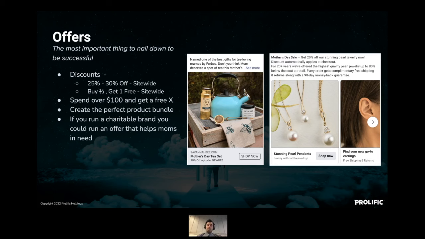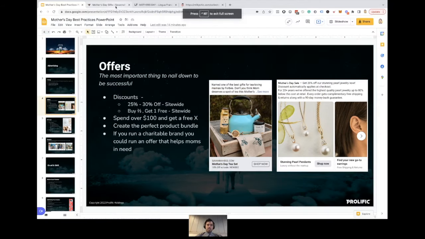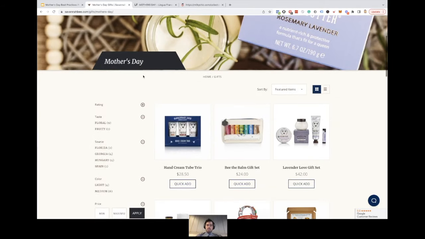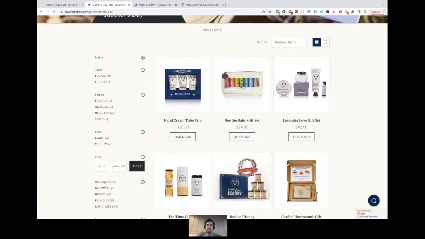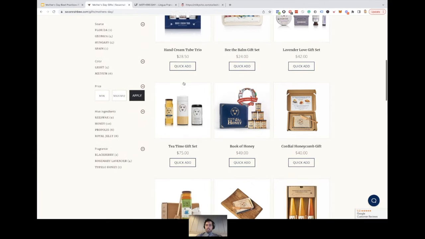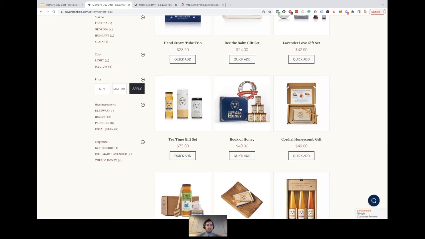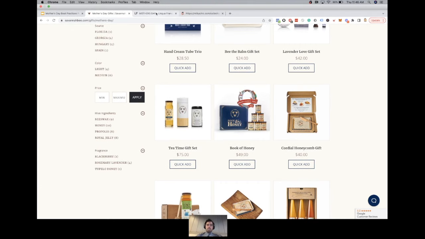One thing that we see do really well for Mother's Day is creating product bundles. So this is a company that we work with called Savannah Bee. Last year they did a Mother's Day tea set, but there's different bundles that you could do. Let's say you sell candles, you could create a candle bundle. They have a few other ones on their website. They have a hand cream bundle for mom, a gift set, a book of the different kinds of honey they sell. So there's different things that you could do from a bundling standpoint.